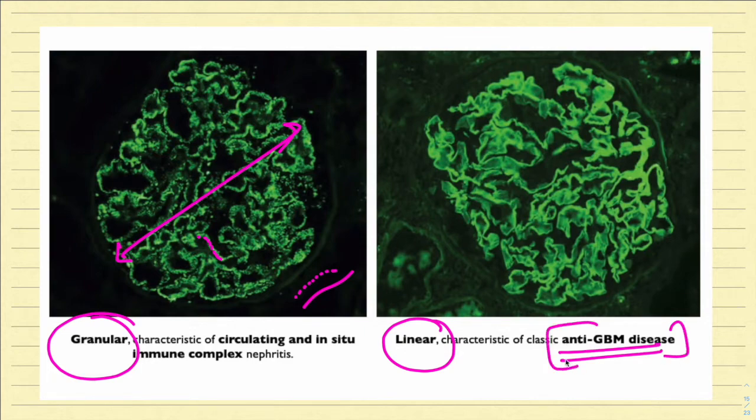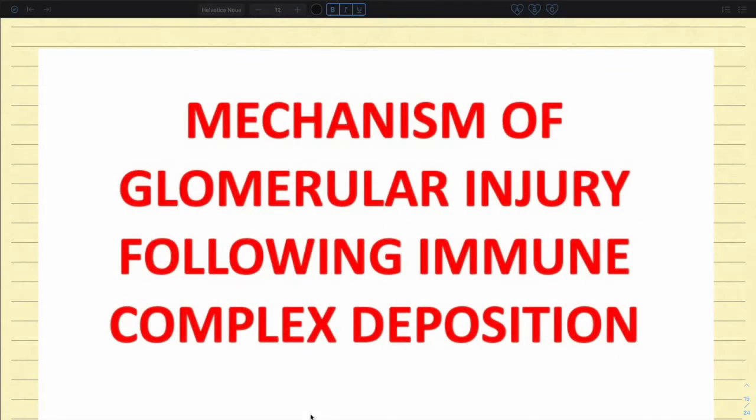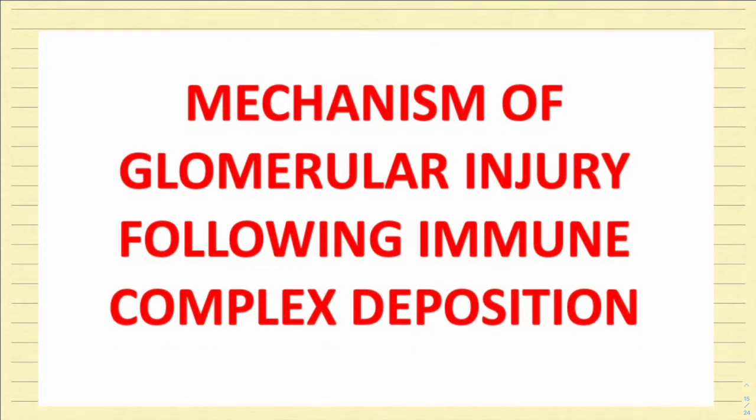Rest all the patterns will contain the granular pattern of deposition. Let us continue the mechanism of glomerular injury. So we have already read about the different kinds of immune complex mechanisms, that is the in situ immune complex formation. Then we have already read about the anti-glomerular basement membrane disorder, and we have read about the immune complex disorder as well.